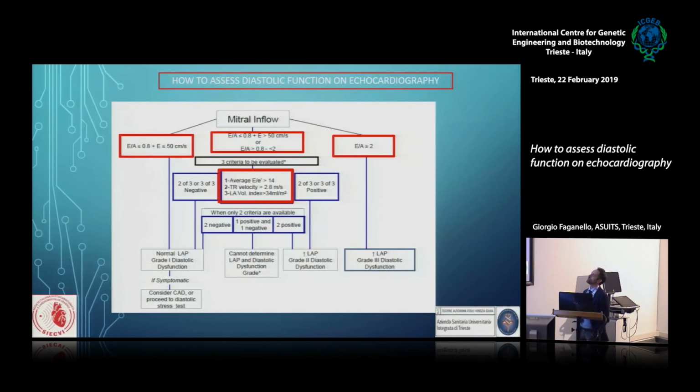So we need to integrate the EA ratio with the E over E prime ratio, or TR velocity, or the LA volume, which needs to be indexed for body surface area. And then, if the patient has 2 or 3 of these 3 data positive, we will call it diastolic dysfunction.